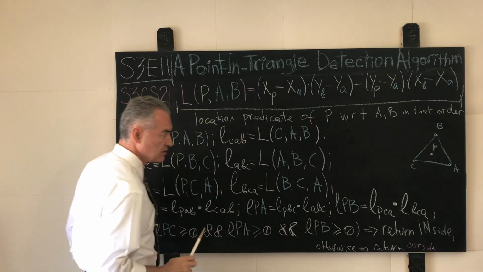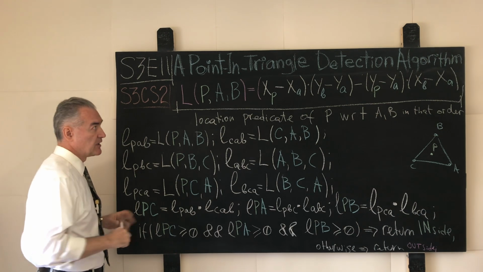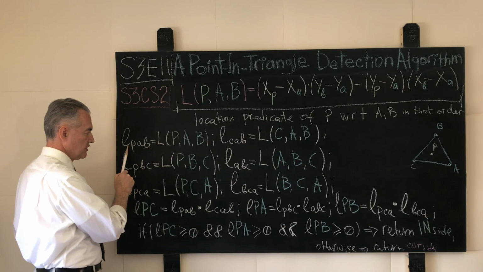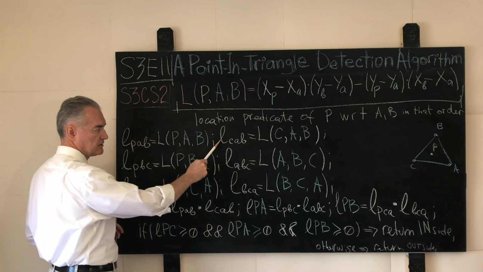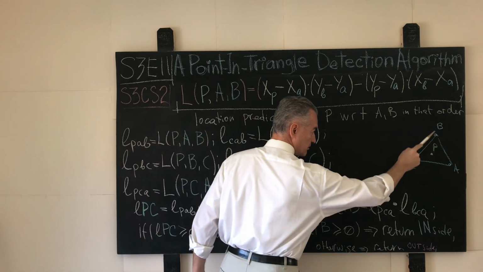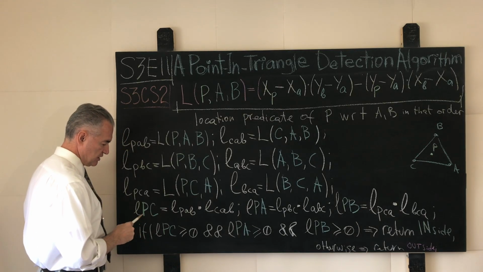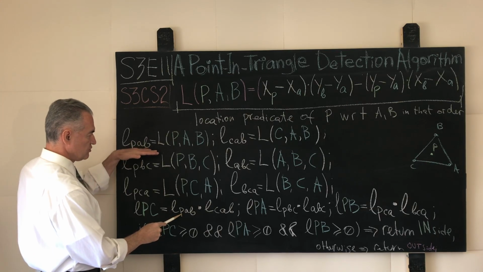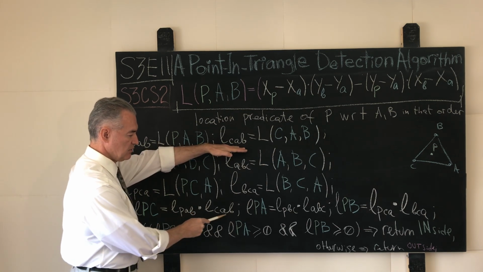How do we capture the same side programmatically, or if the values of the predicates agree? Well, we compute one predicate. We know how to do it over here. LPAB of the point P with respect to the points A and B. LCAB of the point C with respect to the points A and B. And we simply construct a product shown over here. LPC. This is the product of this location predicate LPAB times the value of the location predicate LCAB.